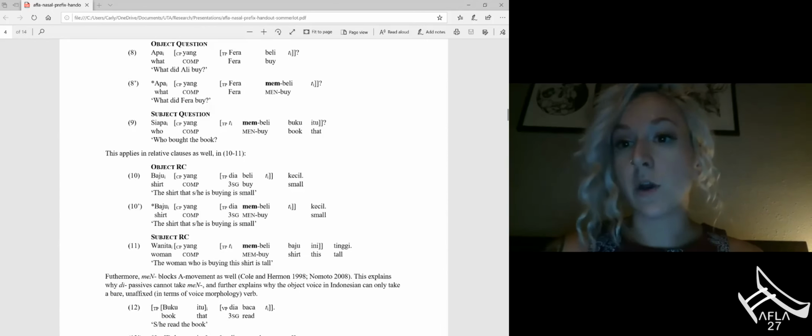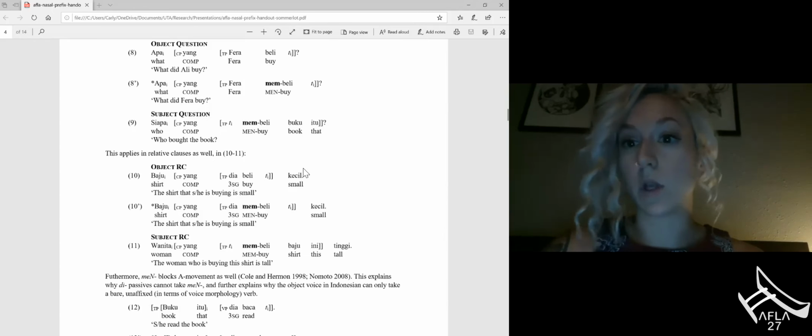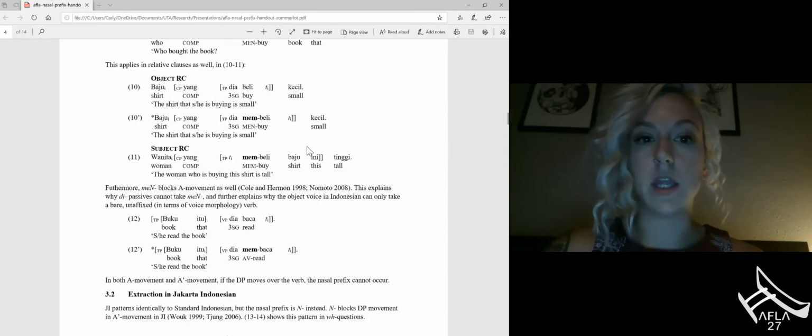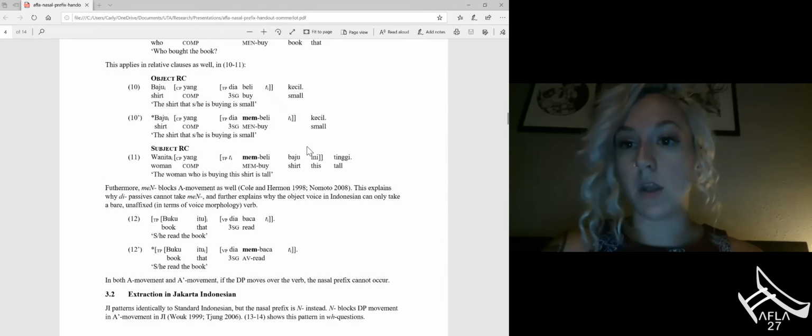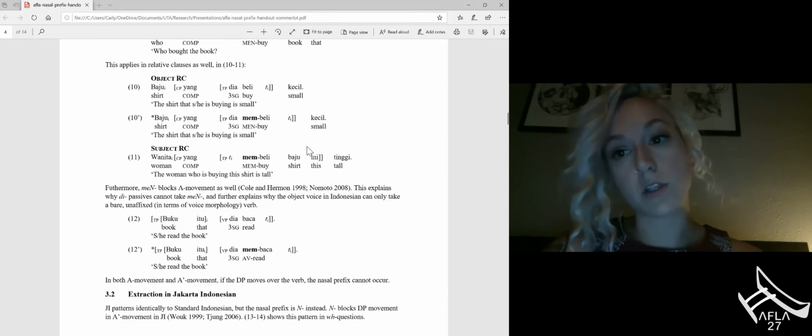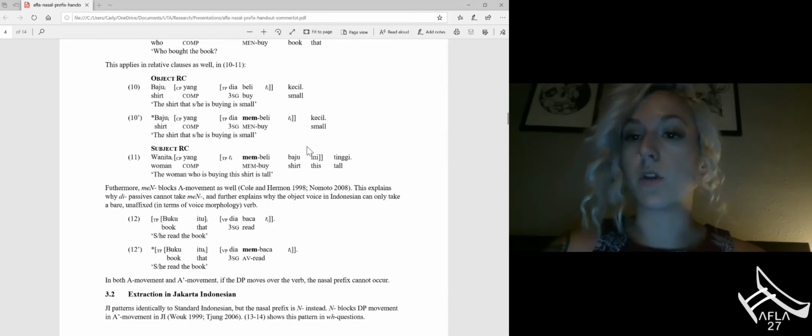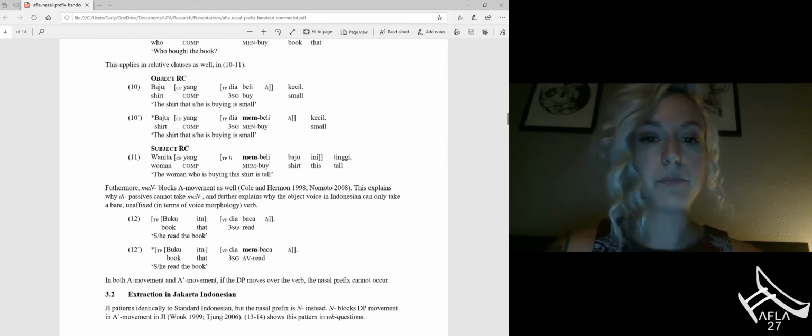This additionally is found in other types of A-bar movement, like relative clauses, which we see in 10, with there being no nasal prefix allowed in the object relative clause in 10, but in the subject relative clause you can have the nasal prefix.